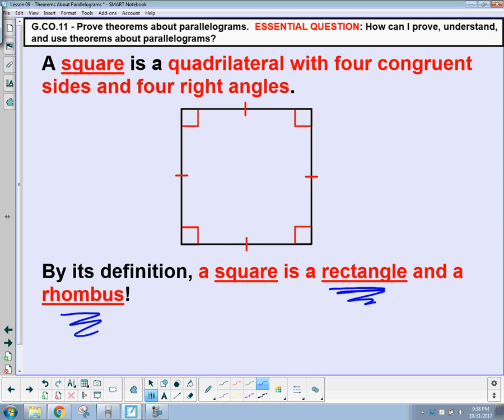Now, is every rectangle a square? No. Is every rhombus a square? No. A square, remember, incorporates both rectangle and rhombus definitions.